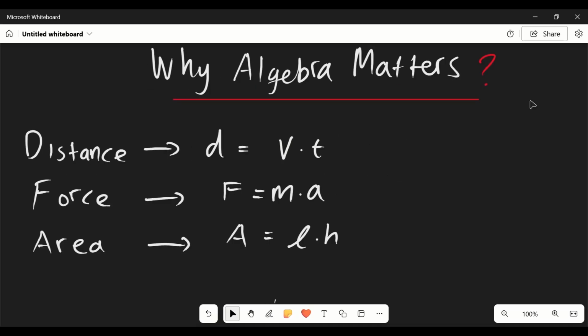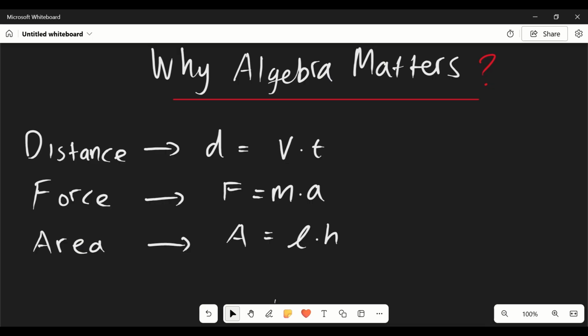Parentheses mean multiplication. Always. You may ask, why does algebra matter? Algebra lets us describe reality. For example, distance. Distance is v times t. It describes a distance between two objects. Every science formula is algebra. Algebra is the language of physics, engineering, economics, programming, etc. Without algebra, modern technology does not exist.